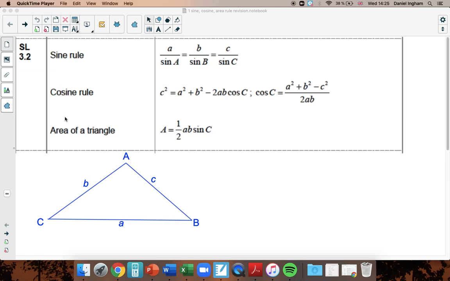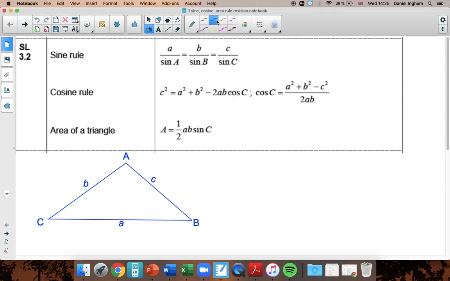So this is really intended to be just a quick refresher of what you learned already in IGCSE about sine rule, cosine rule, and the area of a non-right angled triangle. It's not intended to teach you how to do it. It's just a reminder of what you should have already learned.